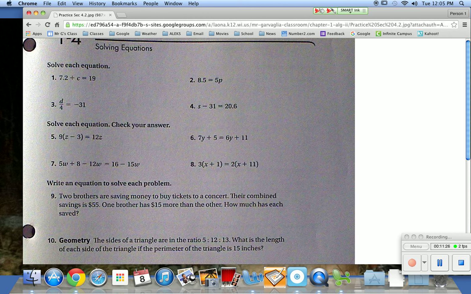If I'm going to solve this equation, what do we do? Let's start off with Katie. Number 1. How would I solve that equation? Subtract 7.2 from both sides. And what will we end up with? We're working with decimals now.